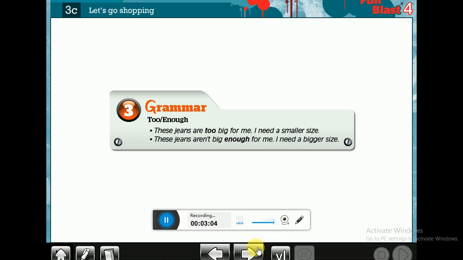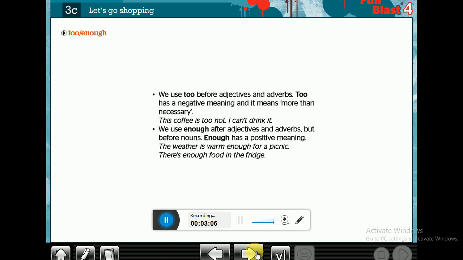Okay, the next. As we told you before, we use too before adjectives and adverbs. Too has a negative meaning. So, this coffee is too hot. I can't drink it. It's not suitable for me. But enough, we use to express positive meaning. Like I say, the weather is warm enough for a picnic, so I could go on a picnic.